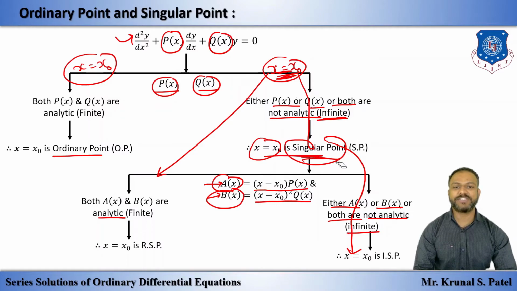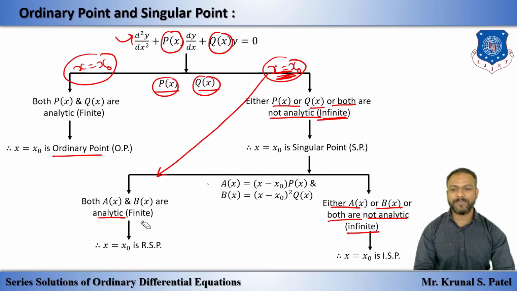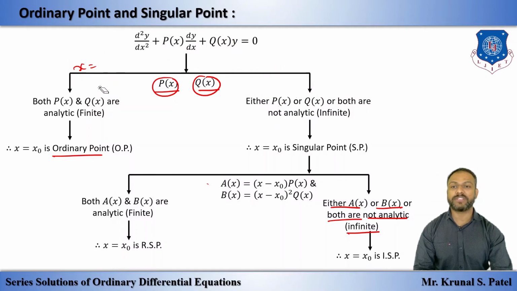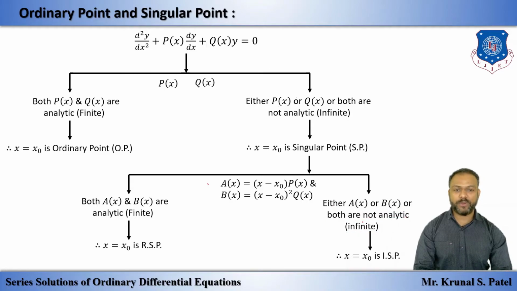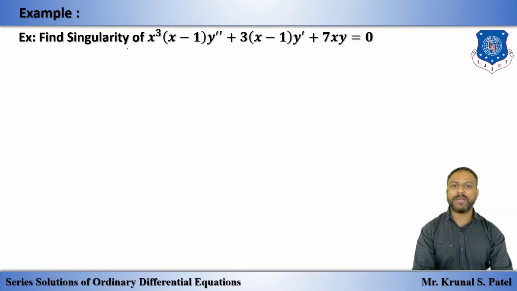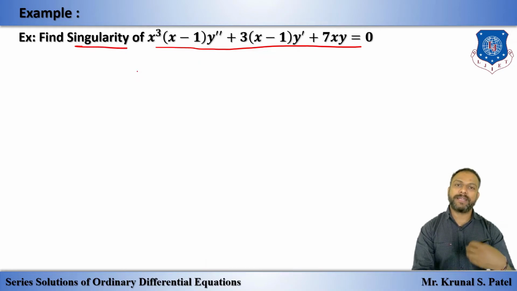So we have this chart that you have to remember, and it will help you remember each and every definition of ordinary point, singular point, regular singular point, and irregular singular point. This chart will help you to solve examples. Okay, so let's start with the example. First example: find the singularity of this equation. Only singularity is asked, that means you have to find each and every point, ordinary and singular.